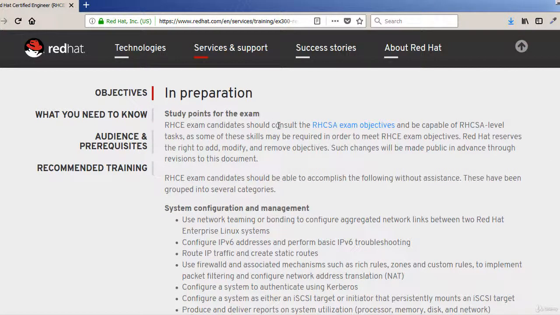So the candidate should consult the RHCSA exam objectives and be capable of RHCSA level tasks. As we discussed in the previous lecture, it's required that you should have passed the RHCSA exam before attempting this one. And not only that you have the certificate, but also it'll be a great idea to refresh everything that you had learned in RHCSA before you sit for RHCE.